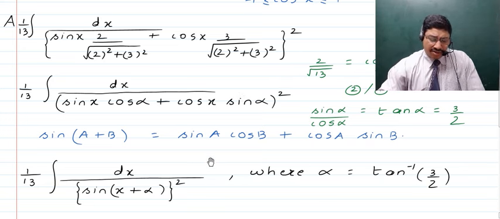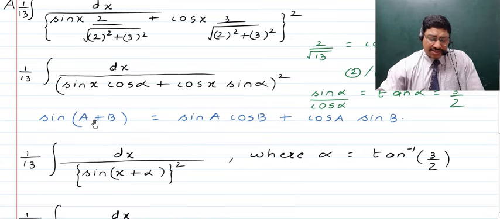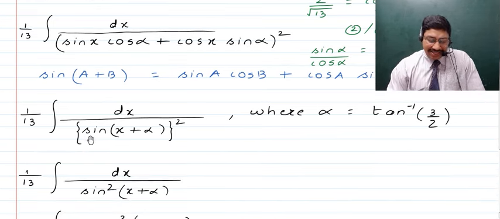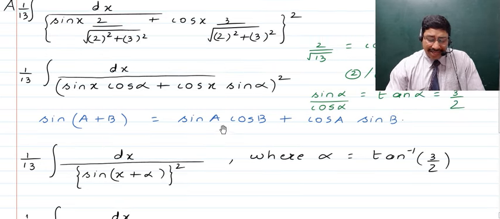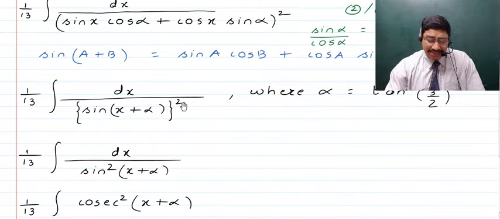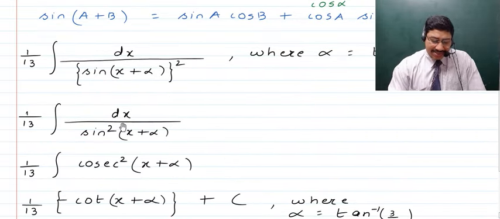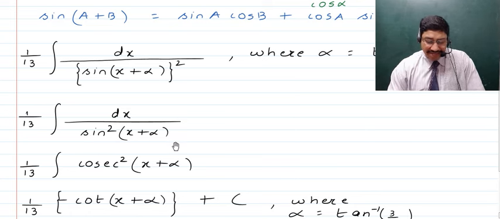Now next children, here we see that sine of a plus b, a formula in compound and multiple angles, gives sine a cos b plus cos a sine b. And this is what we have here, sin x cos alpha plus cos x sine alpha, right? And we also have a whole square of this. Thus we can say that we have sine of x plus alpha, by the formula we had in compound and multiple angles, and a square of it also. So this is going to become sine square x plus alpha.